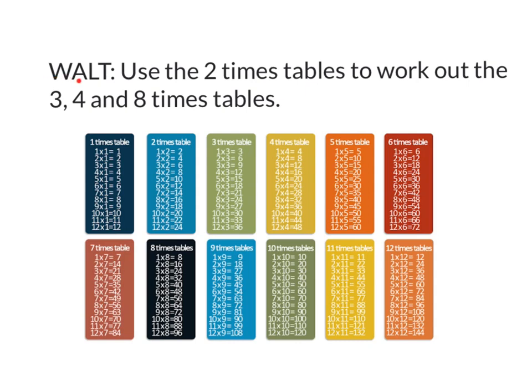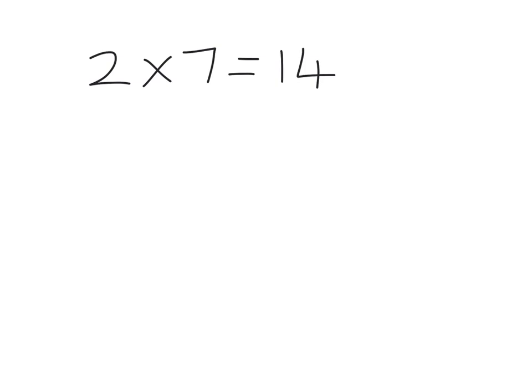We are learning to use the 2 times tables to work out the 3, 4 and 8 times tables. We all know that our 2 times tables are really easy because with our 2 times tables we're just doubling, we're just making 2 sets of something. So with a question like 2 groups of 7, we're just doubling the 7 to make 14. And we can use our 2 times tables to help us work out the 3 times tables, the 4 times tables and the 8 times tables.